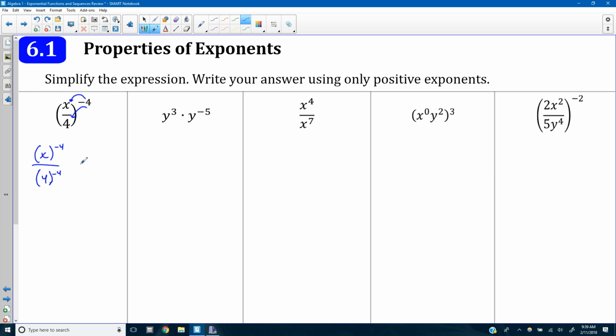Now, again, if this is a practical approach, this is going to look kind of weird when I do this here, but negative 4 is in reference to how many times you'll be dividing by x. So 1 divided by x, divided by x, divided by x, divided by x, all over 1 divided by 4, divided by 4, divided by 4, and divided by 4.